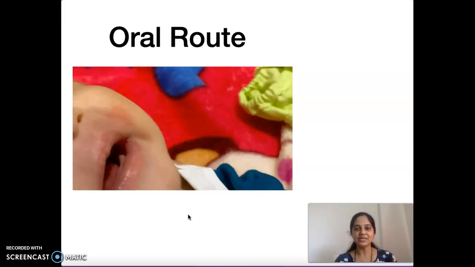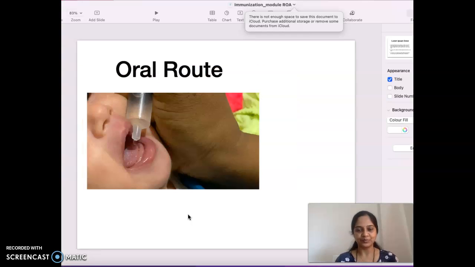For the competencies per se, the learner has to do this on the mannequin as a skill competency, which we will be doing sooner when you come to the 4th term. Thank you. That ends the route of administration.